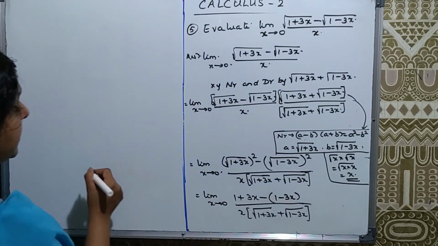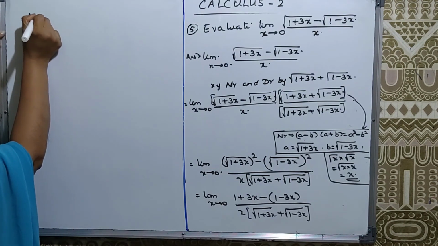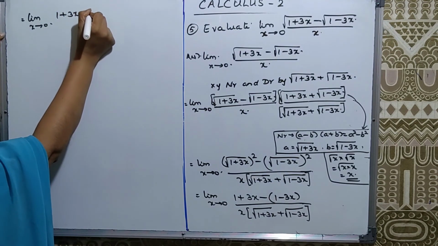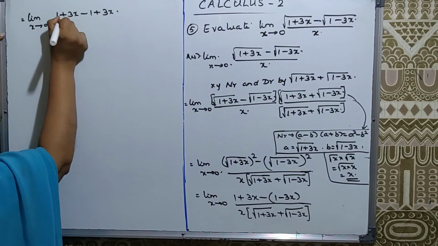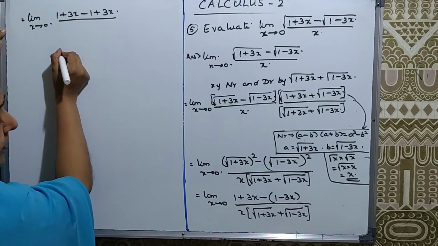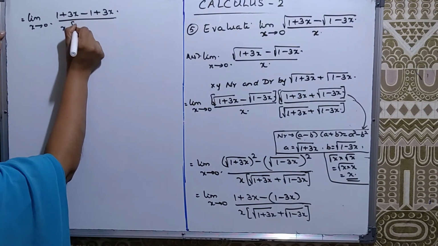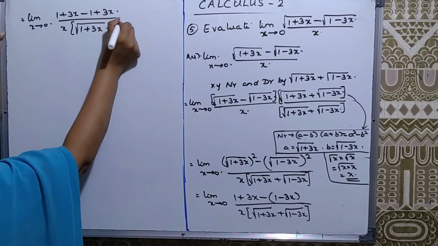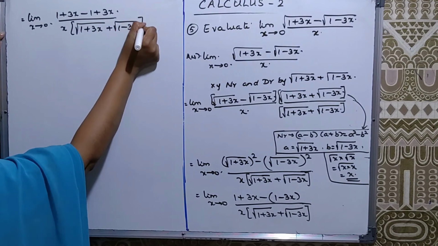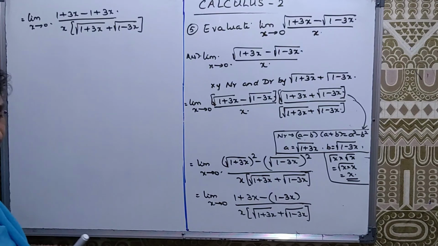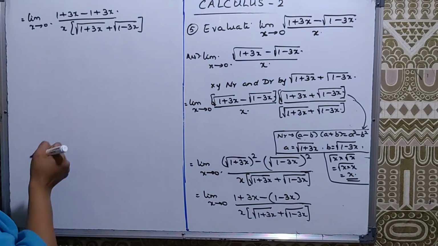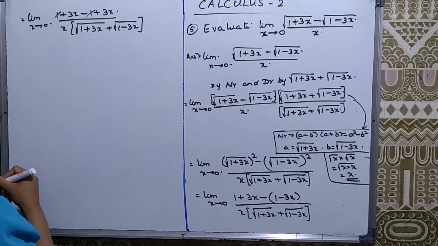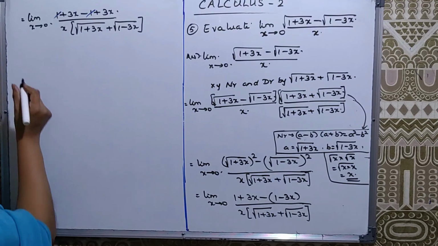Now here it will be of the form limit x tends to 0, 1 plus 3x minus 1 plus 3x whole divided by x into root of 1 plus 3x plus root of 1 minus 3x. Minus 1 and plus 1 will be cancelled. So you will get cancelling, no? So it will become plus 3x plus 3x, which is 6x.